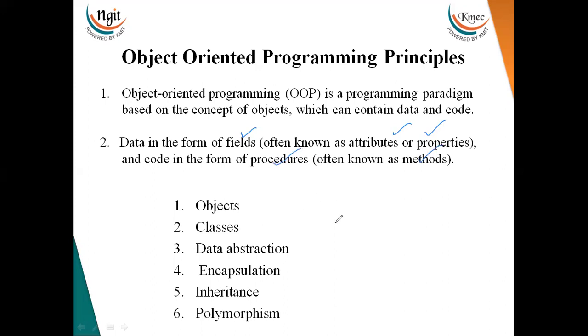Now, sir, what are the object-oriented programming principles? These are the following six principles of object-oriented programming: class, object, data abstraction, encapsulation, inheritance, polymorphism. These are all called the principles of object-oriented programming. So now we are going to cover them one by one.